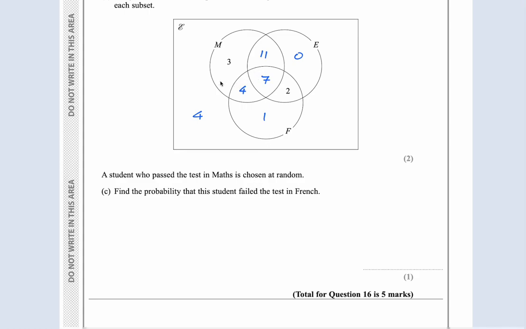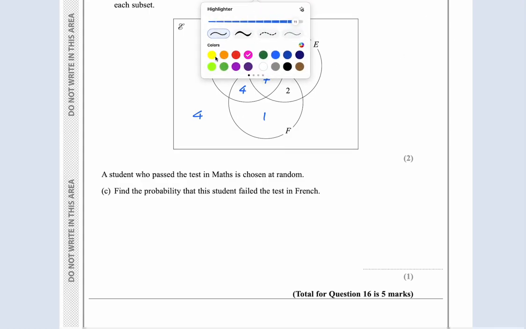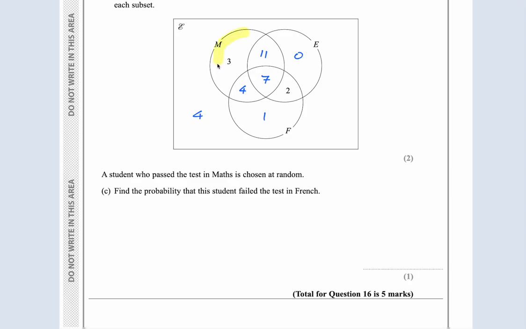Okay, so that's actually a tricky question, guys. So he says a student who passed the maths test. So that means we're only taking students from this circle, because this is like a conditional probability. It says we are taking one of these students, and it's 11 plus 7 is 18, 22, 25. So whatever the probability is, it's going to be out of 25.